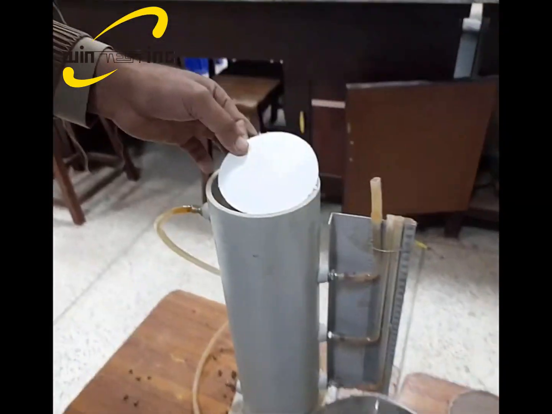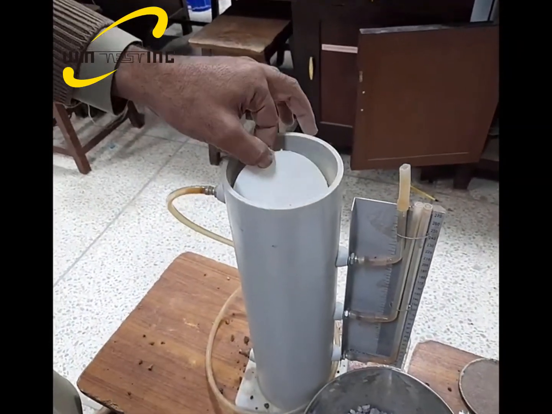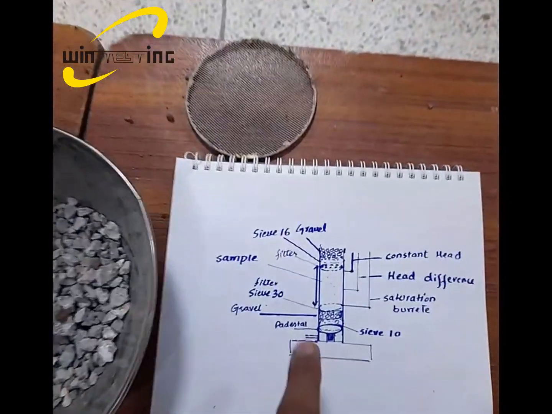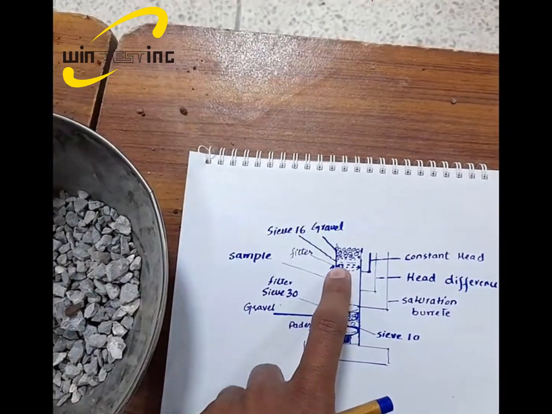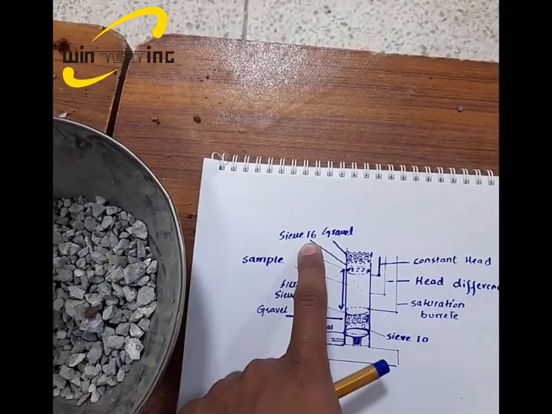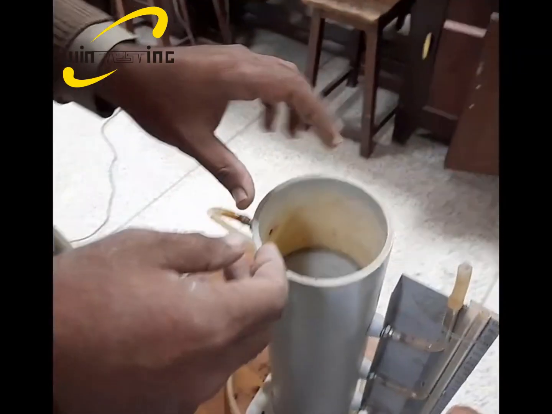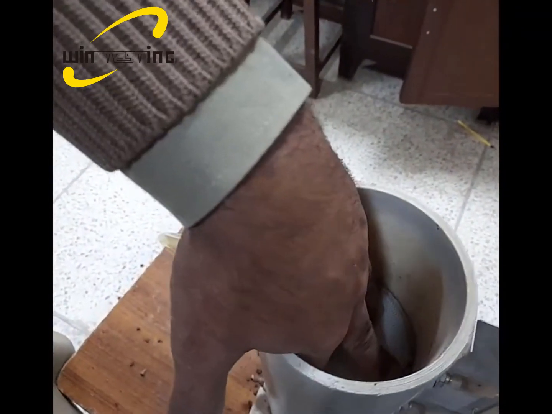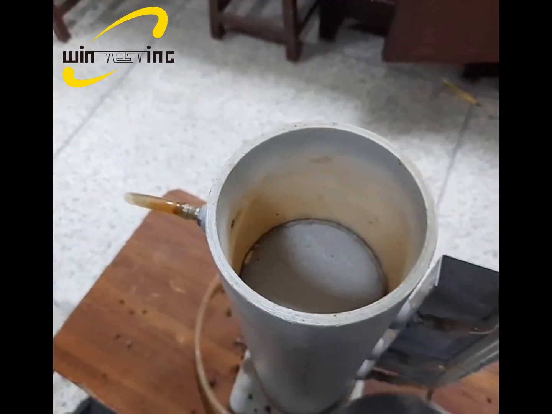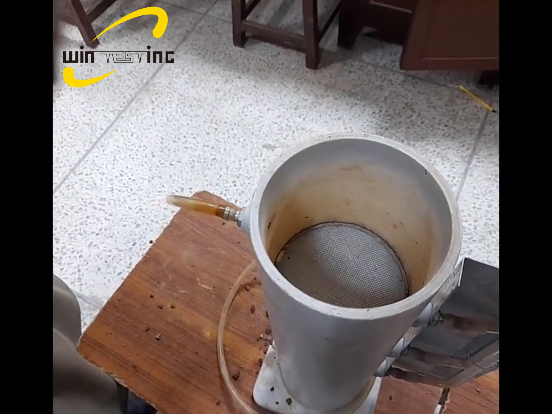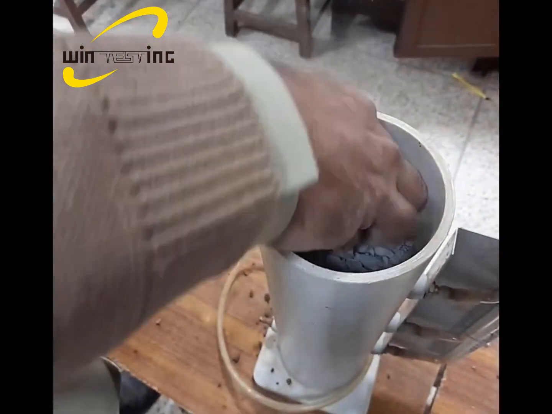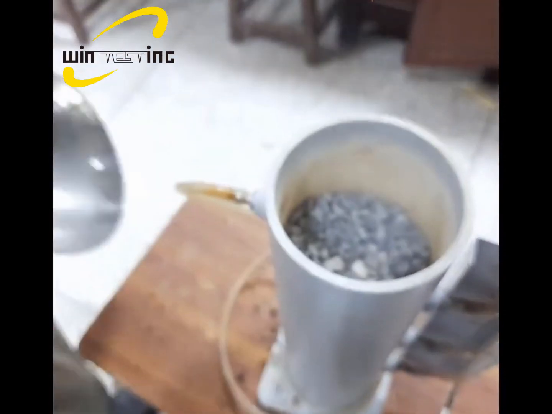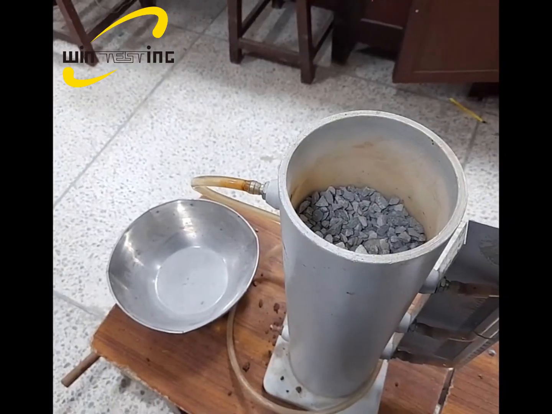So now we'll place filter paper. Here you can see in this diagram as well, we'll place filter paper over here, and now we'll place sieve number 16 over there. Now we'll place some amount of gravel over there. Now our apparatus is ready to perform the test.